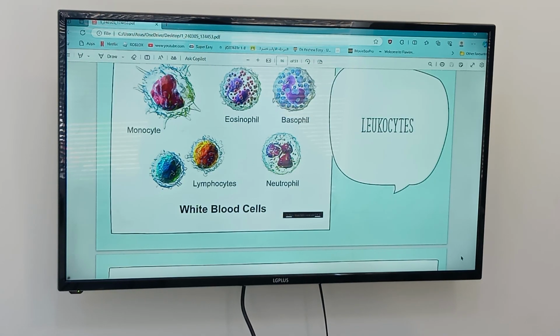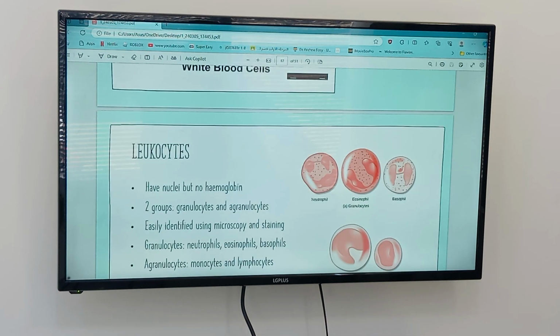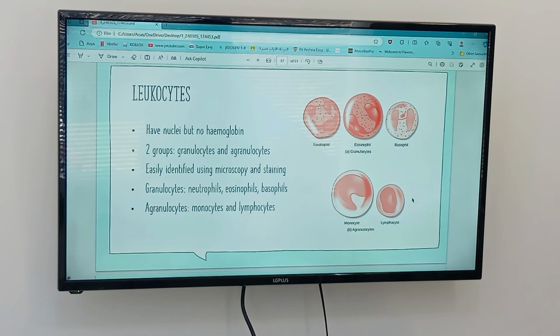Okay. As we say, monocytes, eosinophil, basophil, neutrophil, lymphocyte are white blood cells. All these are members of leukocytes and members of the immunology or immunity system. Leukocytes are different from the RBCs, the red blood cells. They have a nucleus and no hemoglobin.